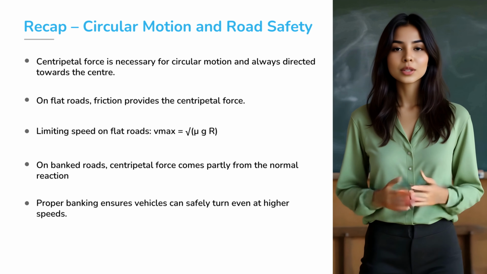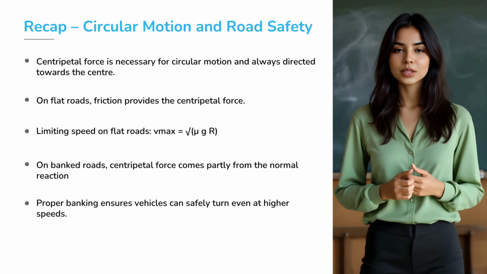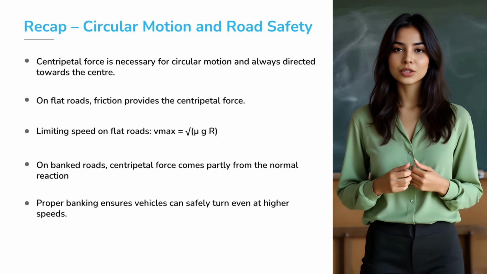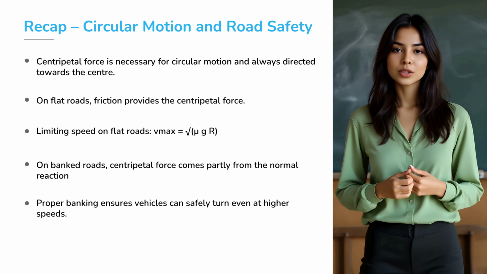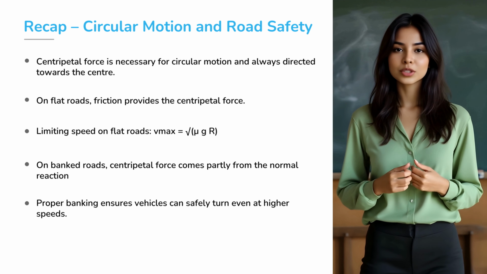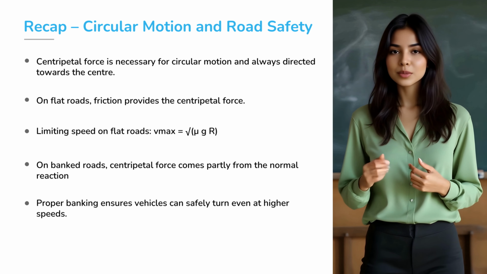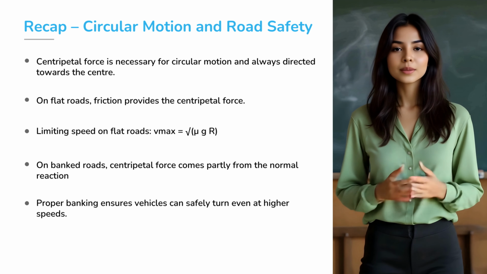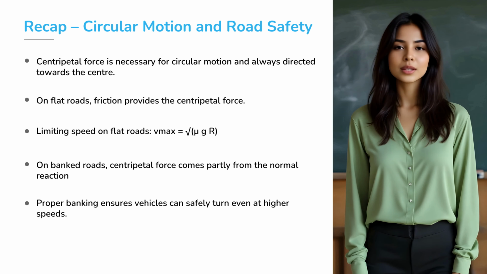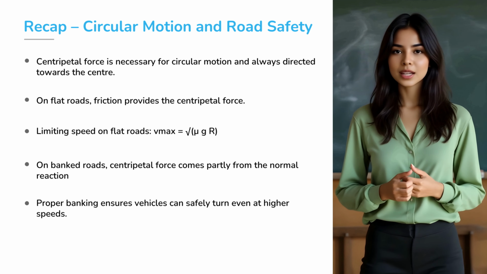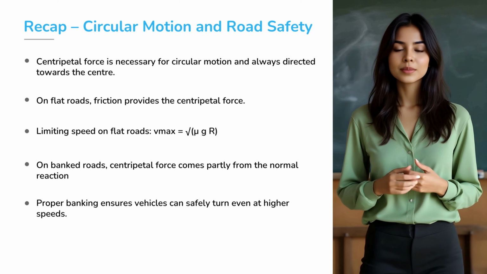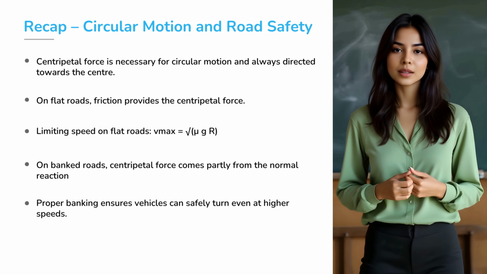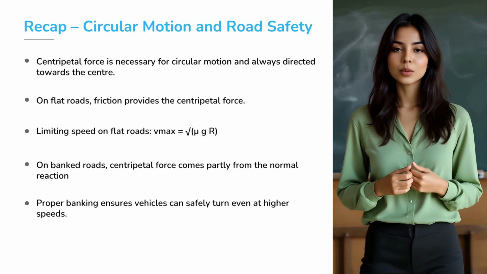So let's quickly revise. Centripetal force is always required for circular motion, and it always points to the center. On flat roads, friction provides this force, and that sets a limit for maximum speed. V max equals square root of mu gr. On banked roads, the normal reaction helps, making high-speed turns safer. This is why road engineers carefully design curves with banking so that vehicles can turn smoothly without skidding.